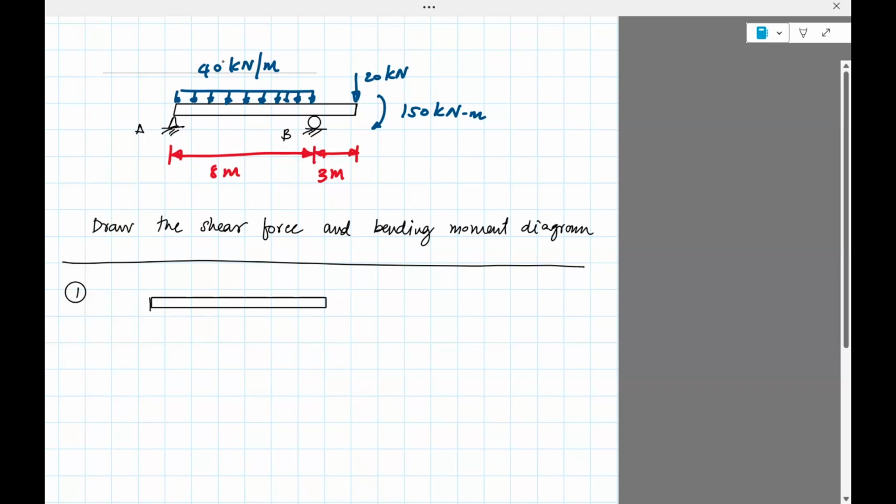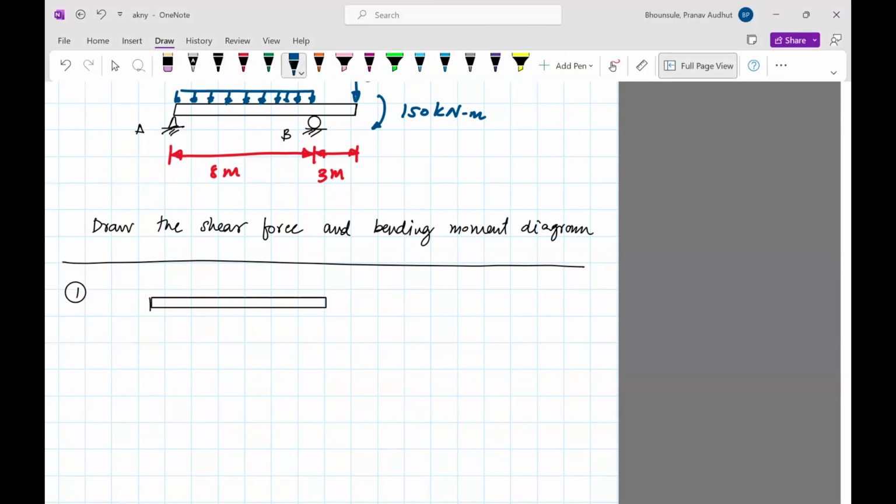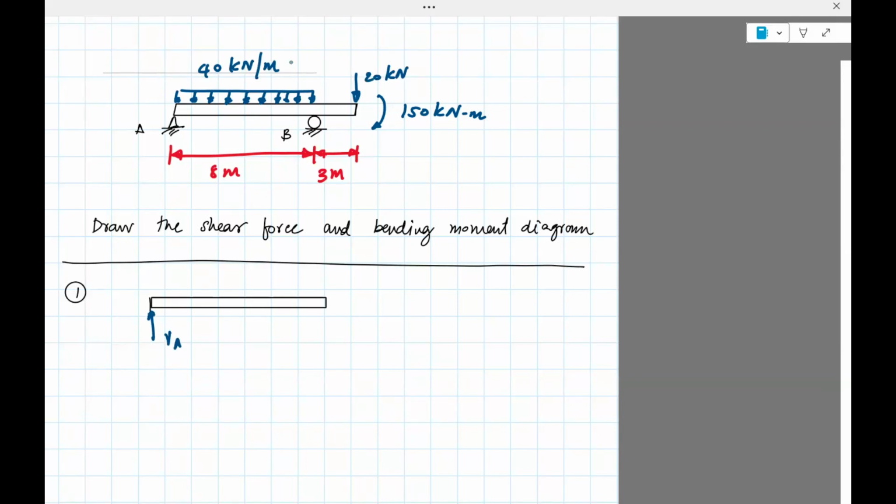So replace the effect of the pin joint here at A with a vertical force and a horizontal force. Replace the effect of the roller with a vertical force only. Okay, now we have a 20 kilonewton force. We have a moment of 150 kilonewton meter. And now we also have a new force here, the distributed load.